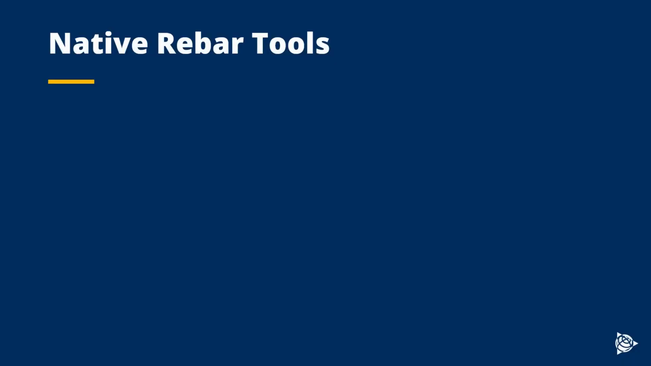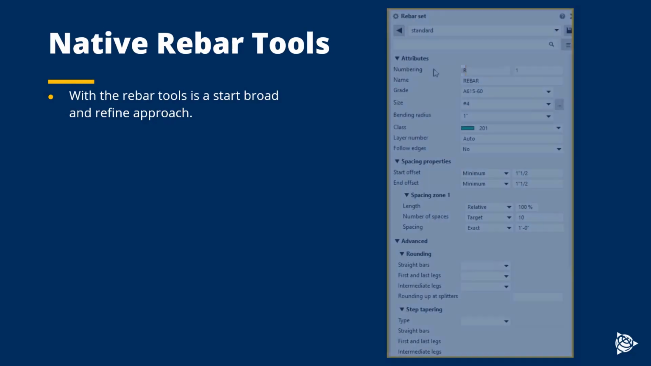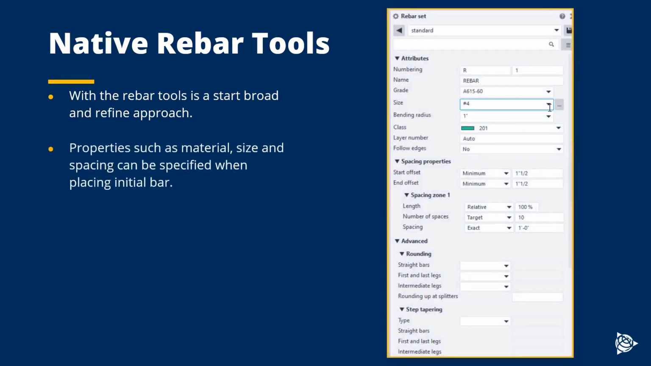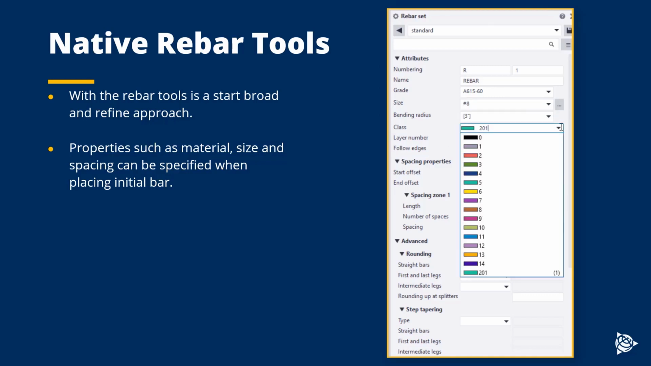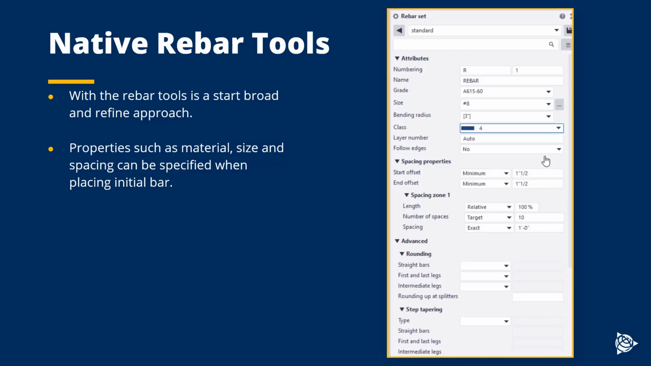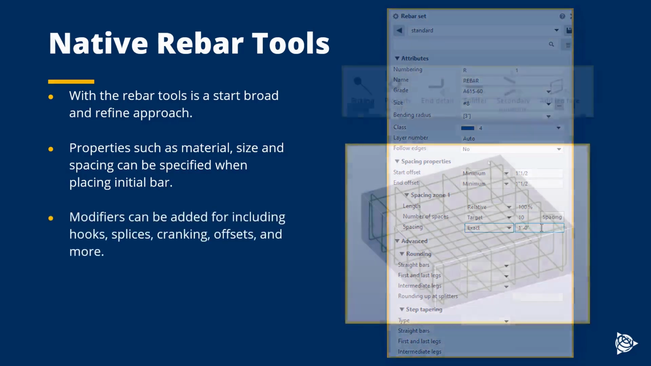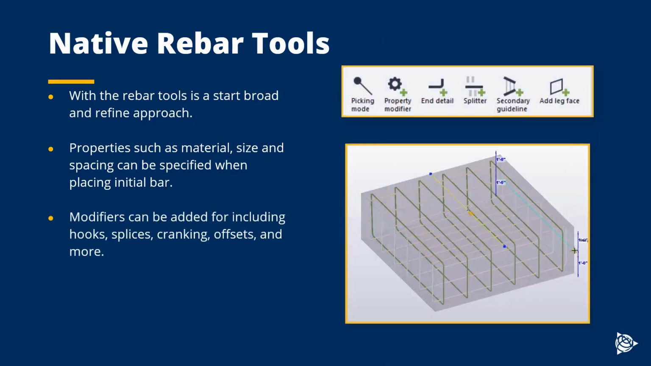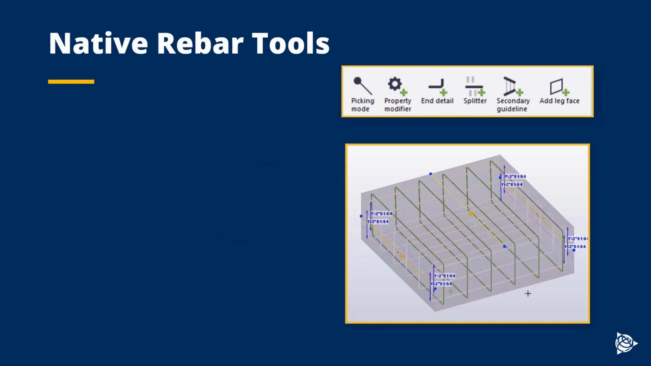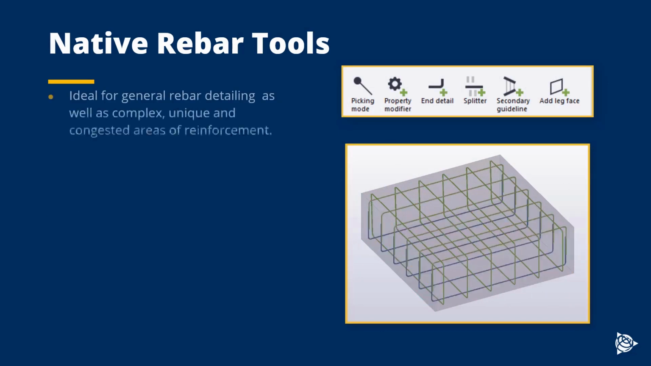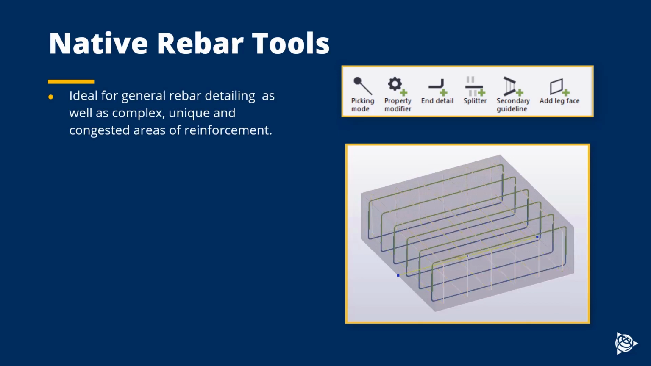Again, with the native tools, the approach is to start broad and then refine. Properties for the bar such as material, size, and spacing can all be specified when placing the bar via the Properties pane on the right-hand side of Tekla Structures. Modifiers can then be added to include hooks, splices, cranking, offsets, and much more. The native tools are ideal for general rebar detailing as well as complex, unique, and congested areas of reinforcement.